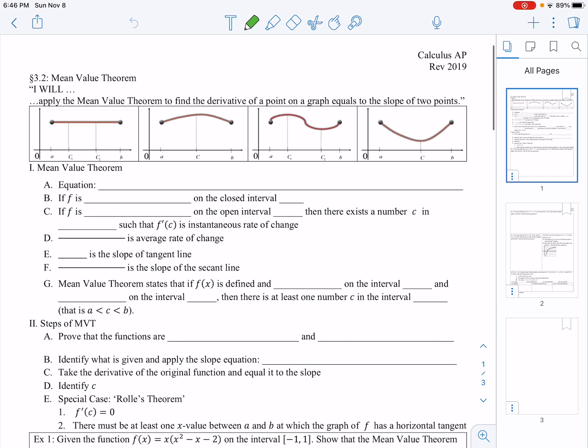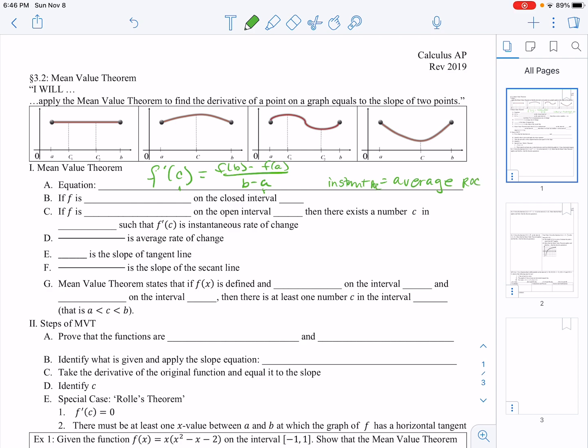All right, the equation is this. F prime of c is equal to f of b minus f of a over b minus a. It means the instantaneous rate of change is equal to the average rate of change. Instant equals average. Okay? Rate of change, ROC.